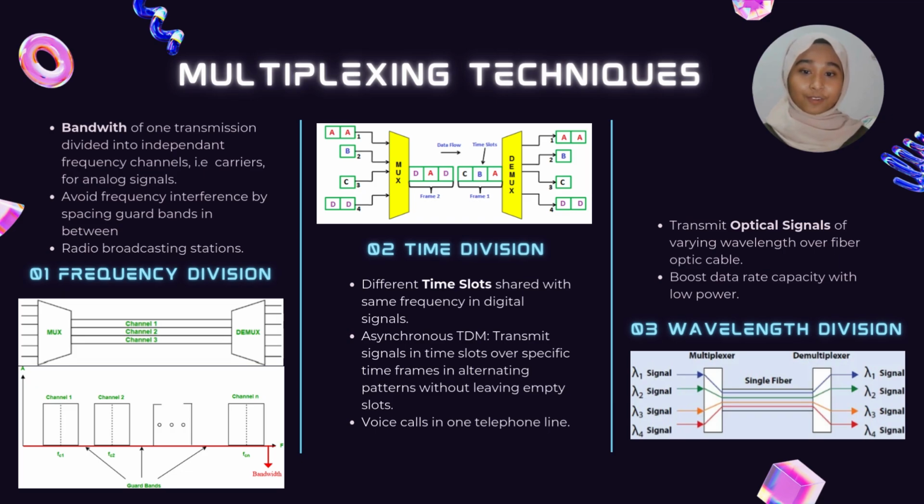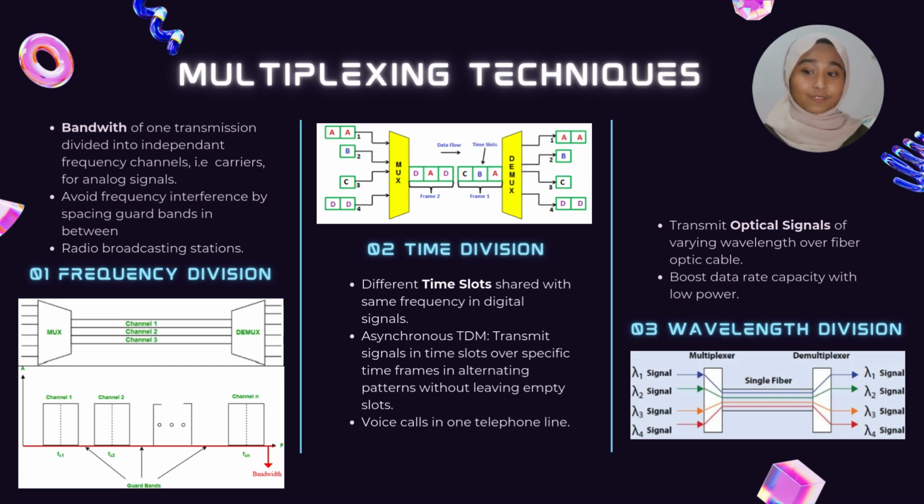So, let's say for radio broadcasting, this allows us to tune into different radio stations without static noise from other frequency channels. The second one is time division multiplexing, where different time slots are shared with the same frequency in digital signals. The more efficient type is the asynchronous TDM, where many signals are transmitted into different time slots according to specific timeframes for muxing in patterns that follow the correct data stream of different devices. So this prevents the telephone system from crashing when handling multiple voice calls over the same telephone line.